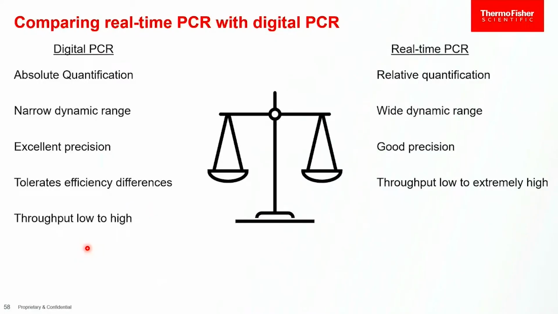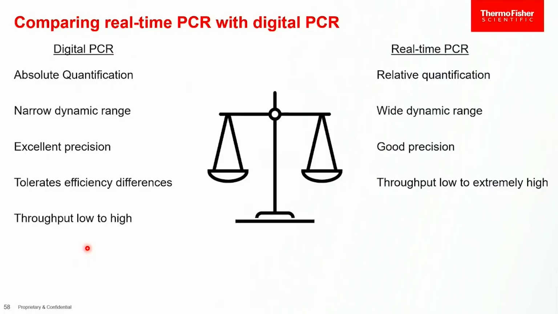So, good uses of the two technologies. Digital: absolute quantification, a really small dynamic range. You don't have much variability, but it's consistent and important. Excellent precision. So if you're doing release of a drug or a biological drug, you need to know that it is safe for people to take into their bodies. This is an amazing solution for that. There are companies that do exactly that. Tolerating efficiency differences, remember those inhibitors, that's good too.